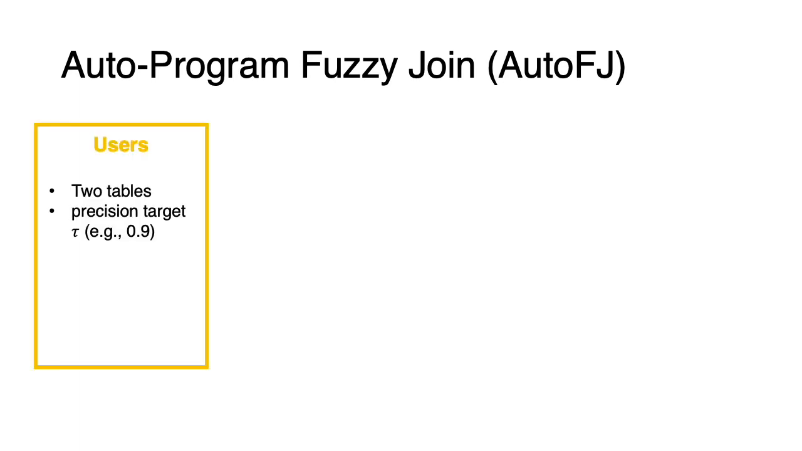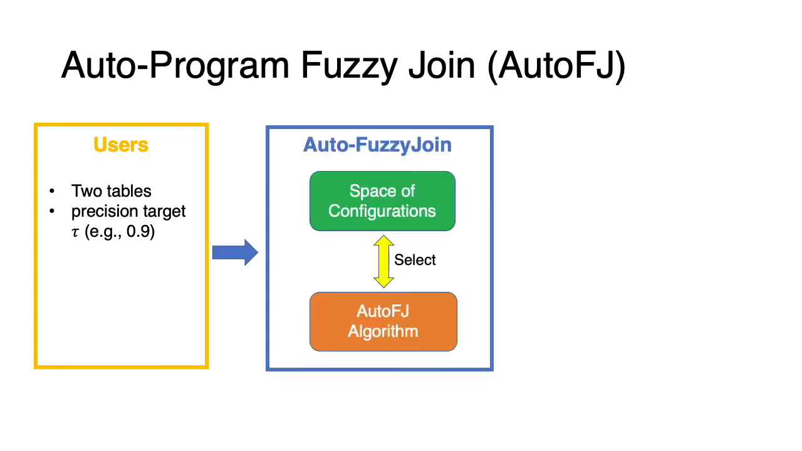So this motivates us to propose the auto-program FuzzyJoin framework. In our framework, besides 2 input tables, users only need to specify 1 parameter called precision target. The precision means the fraction of produced fuzzy joins that are correct. For example, if users require the produced fuzzy joins to have precision at least 0.9, in other words, among all produced fuzzy joins, users want at least 90% of them to be correct joins, then they can set this precision target to be 0.9.